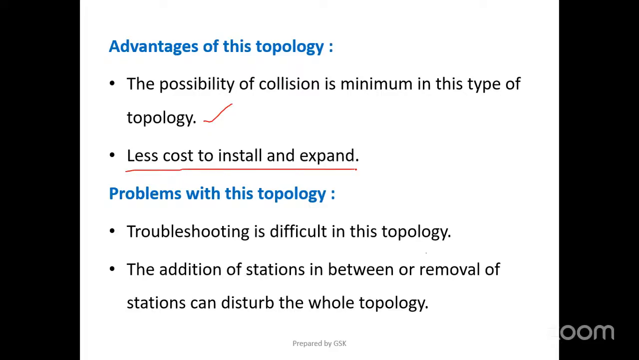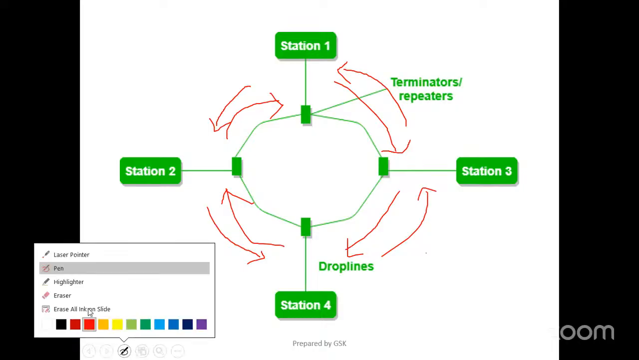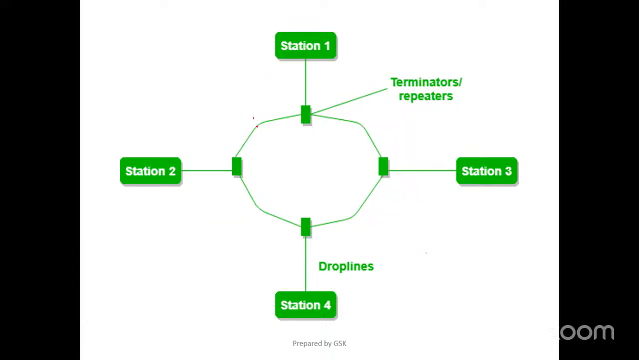And this is very less cost to install and expand the network also. Because, for example, if you want to connect one more device here, what you need to do? Just take a new system and disconnect this. Connect to the system and disconnect this. Connect with this. That's it. This is very simple to add an extra node and expand the network.